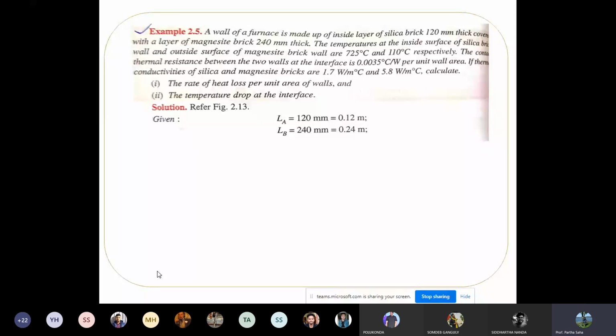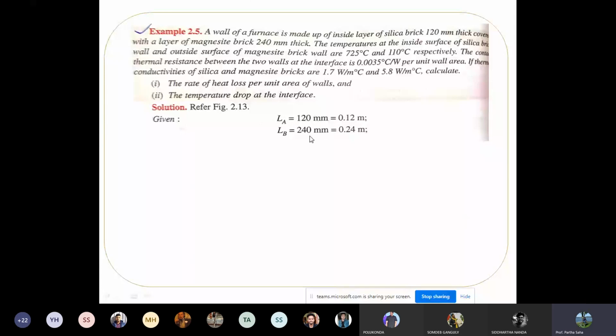So there is a figure coming up first. You see the length of the brick wall, say silica brick, is given as 120 millimeters. So LA, if you consider silica as A and magnesite as B, there are two layers. One is silica, another is magnesite. The silica layer thickness is given as 120 millimeters, which is 0.12 meter.